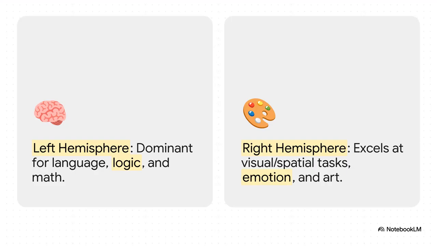So one of the first big ideas when we talk about function is something called hemispheric lateralization. It's just the idea that the two halves of your brain aren't mirror images when it comes to their jobs. For most people, the left hemisphere tends to be dominant for things like reading, writing, and math, as well as logic, decision-making, and especially speech and language. The right hemisphere, on the other hand, is usually the star player when it comes to recognizing faces and voices, visual and spatial reasoning, and processing emotion and artistic skills.